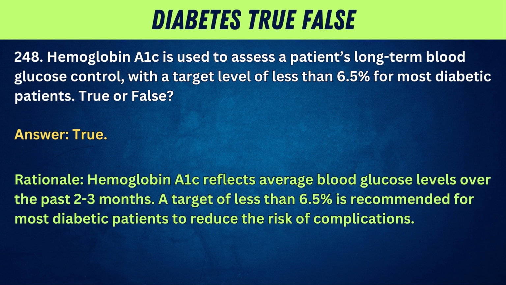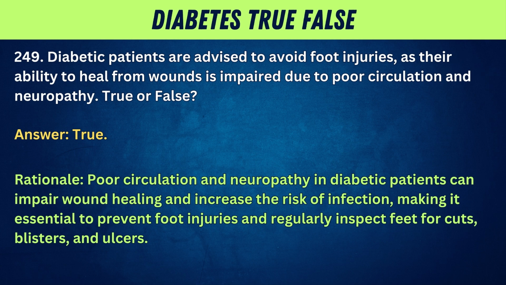248. Hemoglobin A1C is used to assess a patient's long-term blood glucose control, with a target level of less than 6.5% for most diabetic patients. True or false? Answer: true. Rationale: hemoglobin A1C reflects average blood glucose levels over the past 2 to 3 months. A target of less than 6.5% is recommended for most diabetic patients to reduce the risk of complications.